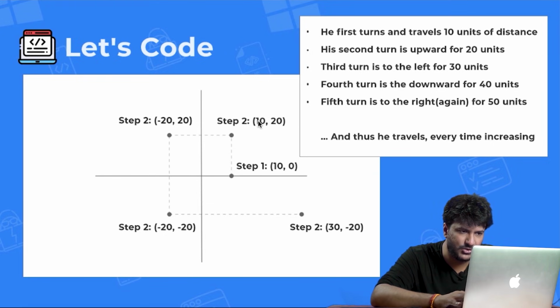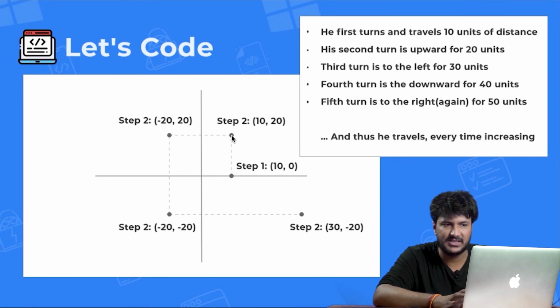So if the n value is 2, the x value will remain the same, 10, because obviously the x value will remain the same. He is moving upwards, so the y value will change to 20. So the answer here would be 10 and 20. Again, the third turn is towards the left, 30 units.